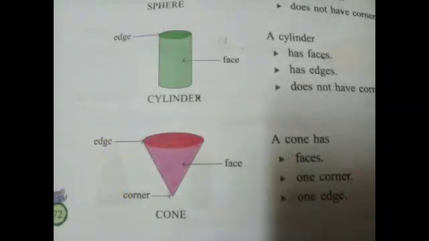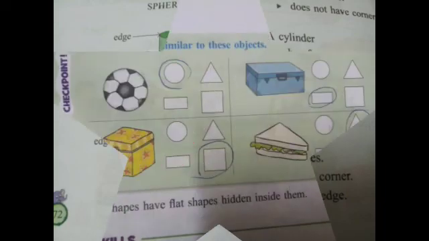The next shape is a cylinder. Look at the cylinder here, green in color. Cylinder has faces, it has edges and it does not have corners. Very important. Okay, next, coming to the cone. A cone has a face, a corner and an edge also. So it has a face, one corner and one edge. These are the few solid shapes given in our book.